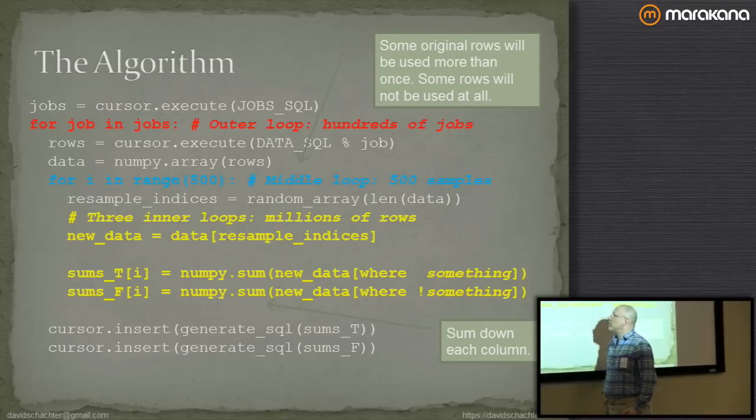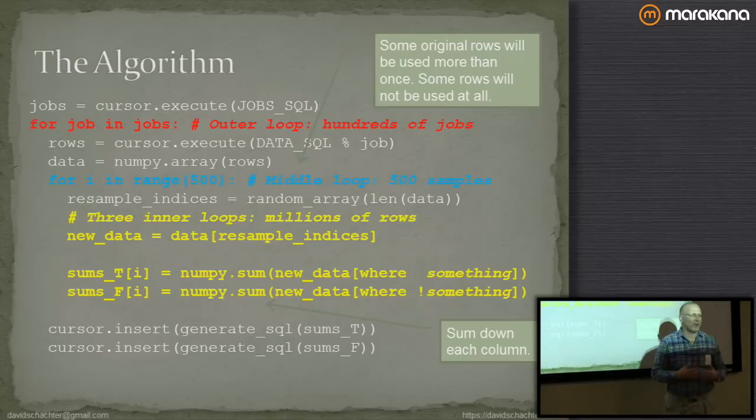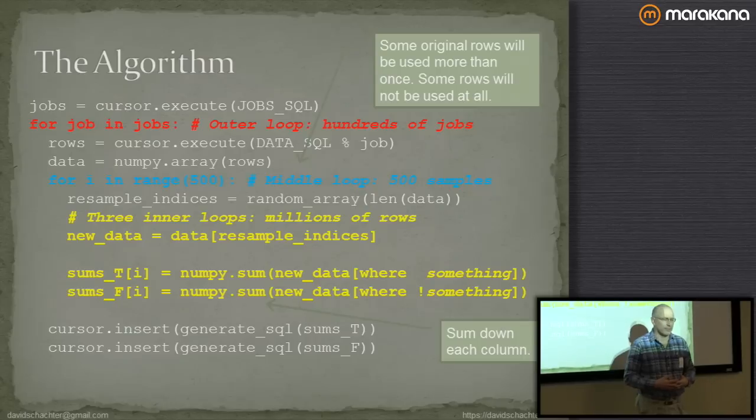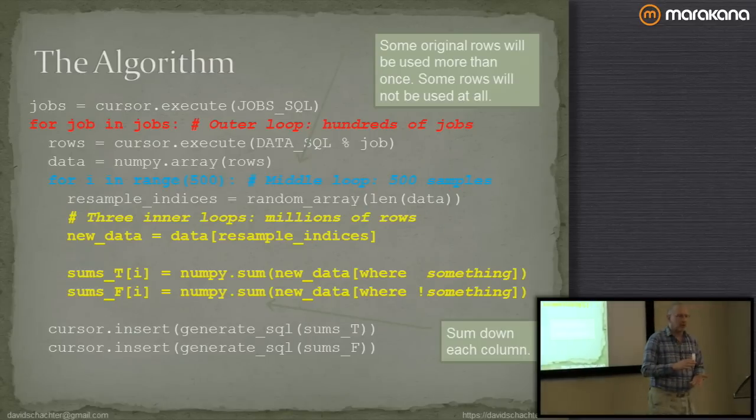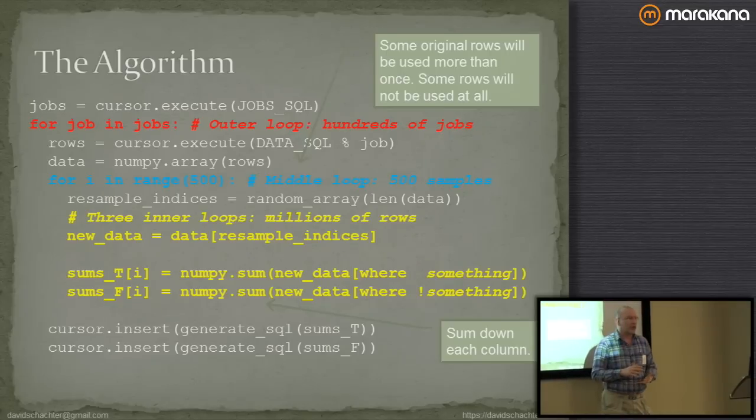The blue loop there, for I in range 500, that's where we're going to do these 500 random resamples of the incoming data. Those resamples are the same size as the original data set and consist of the same data from that data set, but the rows are selected at random. So some rows might appear multiple times in the synthetic data, and some rows might not appear at all.